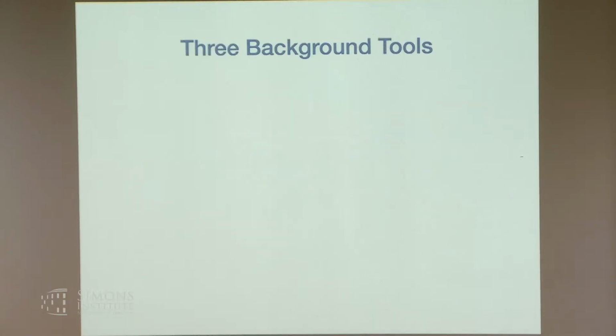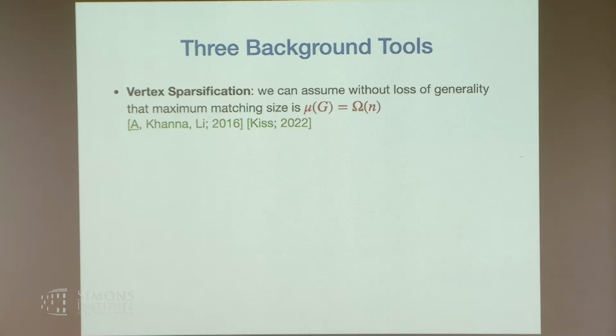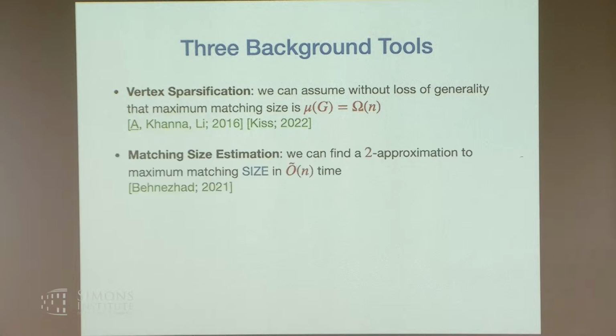Okay. So first, I want to mention three background tools that it will be good to know even if you're not working on dynamic matching or if you want to later work on it. These will change the problem significantly, and they're all standard at this point. One is that it's without loss of generality to assume the matching size in the graph is omega n. There are some vertex sparsification approaches that have been developed over the years. We can just apply them, and from now on, assume matching size is omega n.